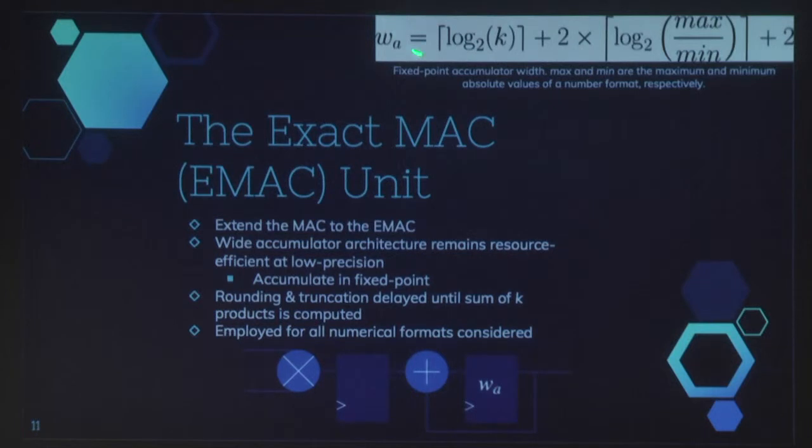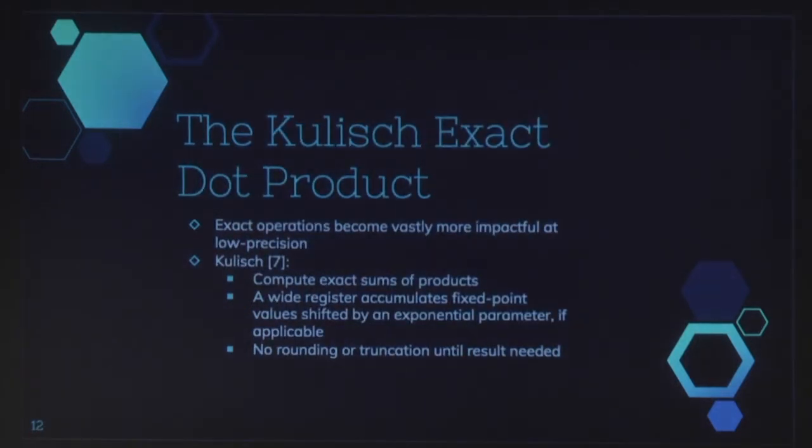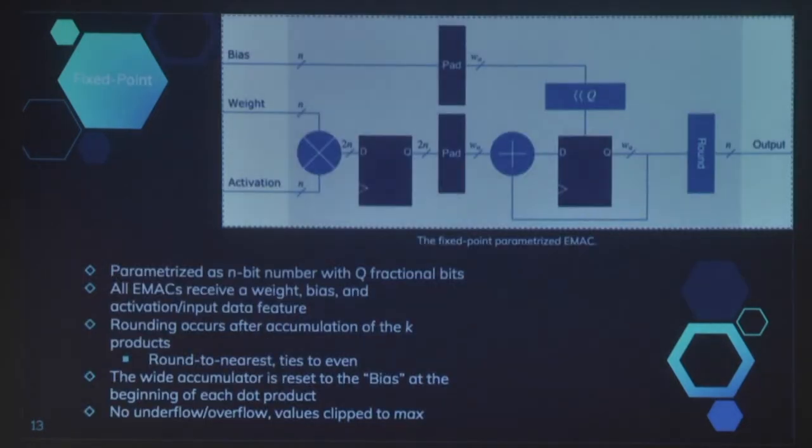The size of this wide accumulator can be calculated using the carry bits and looking at the dynamic range, the min and max absolute values of the specific format. So you can calculate the size. And as I said, this is nothing but the Kulisch exact dot product. Okay, so for the next 3 slides, I'm going to show the hardware design of the 3 EMAC units.